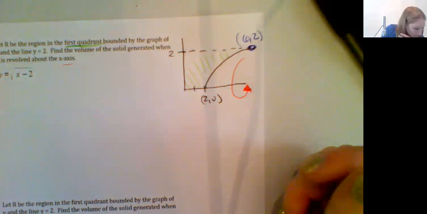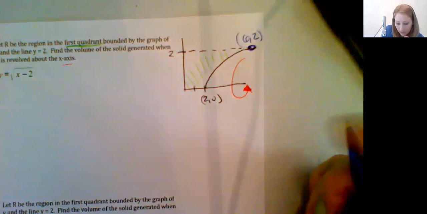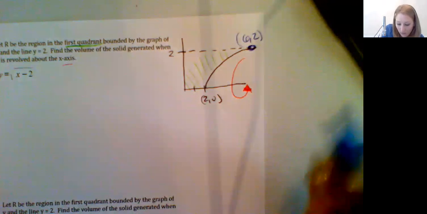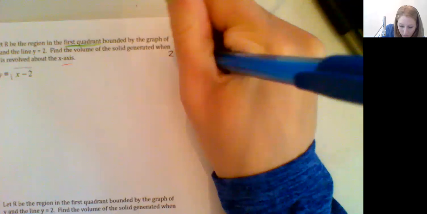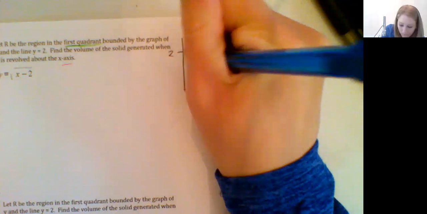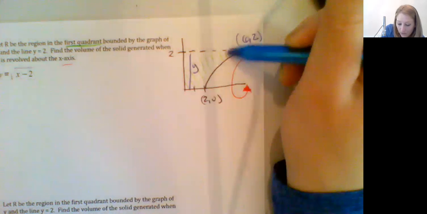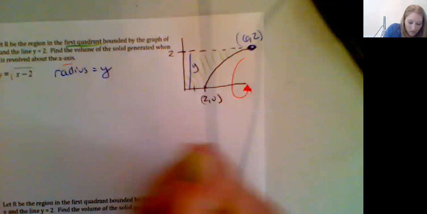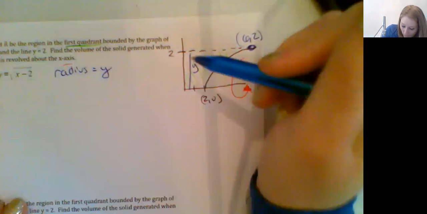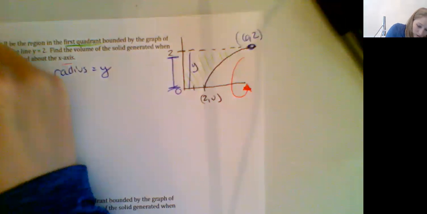Let's work this out. We need to know what the radius is, and in this case, the radius is going to be y, because the radius here is 2, but the radius here is going to be whatever the distance is. So our radius is going to be y. Since we're going around the x-axis this time, we are looking at the y to see where we're integrating. So our interval of integration is going to be from 0 to 2.